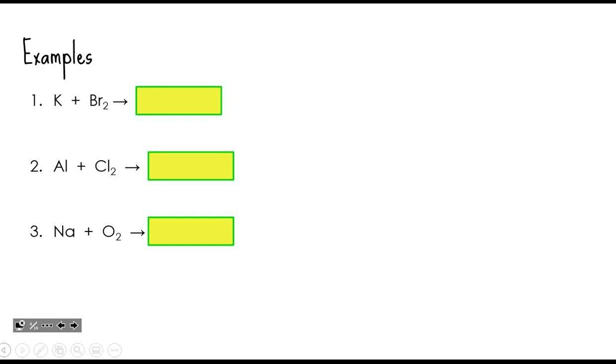So in order to figure out the product here, we need to know the charges. So we have K, we have Br. Our two elements, if it's going to be forming metal plus nonmetal, we know it's an ionic compound. Let's look up their charges.